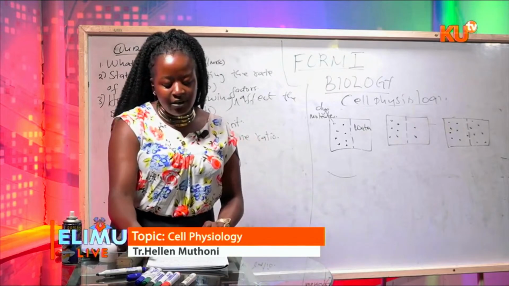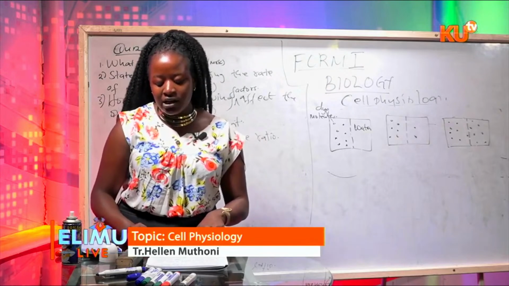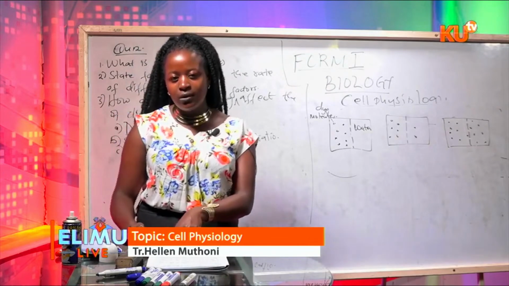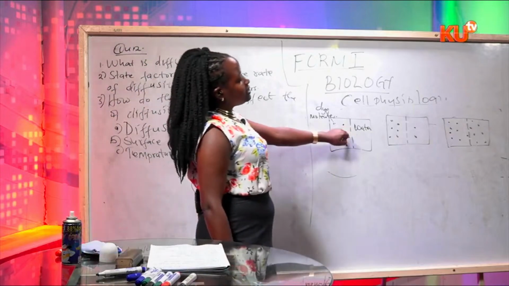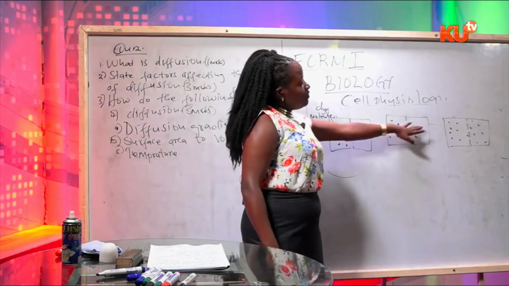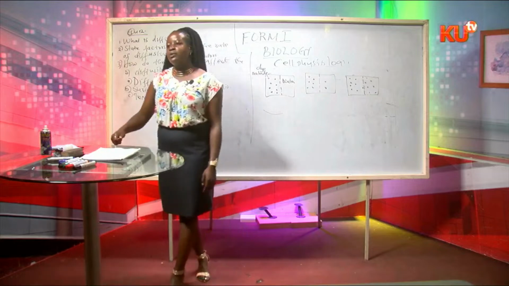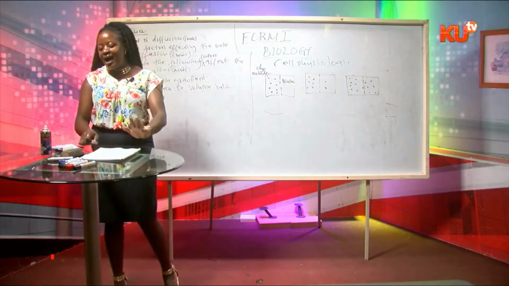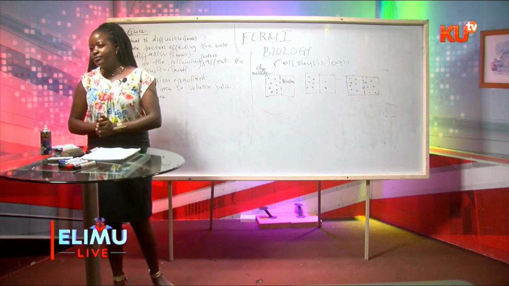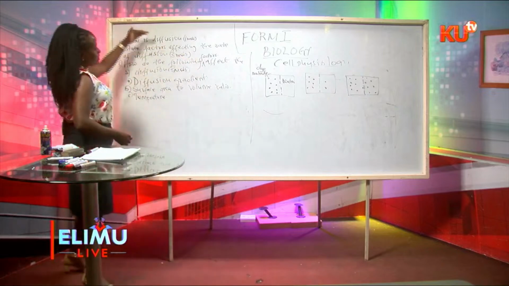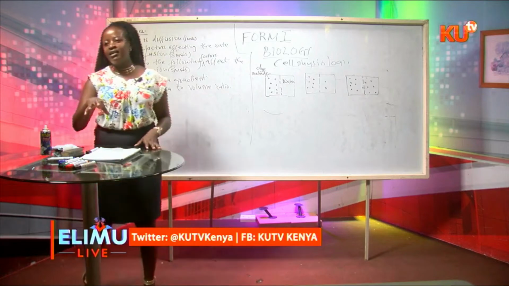Then another question: state 2 ways by which the movement of dye molecules in the setup would be slowed down. This movement from one region to another, how can it be slowed down? Now this one, they are testing the factors indirectly. These questions will not always come direct as the ones I've written. Sometimes they can come indirectly.